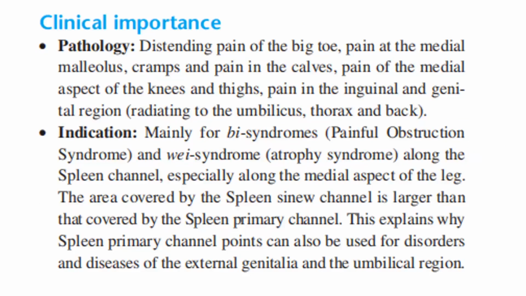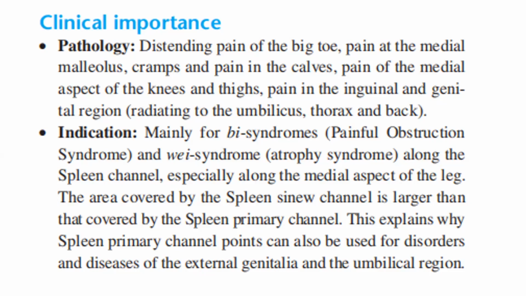Clinical importance, pathology: distending pain of the big toe, pain at the medial malleolus, cramps and pain in the calves, pain of the medial aspect of the knee and thigh, pain in the inguinal and genital region, radiating to the umbilicus, thorax, and back. Indication mainly for Bi syndrome, painful obstruction syndrome, and Wei syndrome, atrophy syndrome along the spleen channel, especially along the medial aspect of the leg. The area covered by the spleen Sinew channel is larger than that covered by the spleen primary channel. This explains why spleen primary channel points can also be used for disorders and diseases of the external genitalia and the umbilical region.